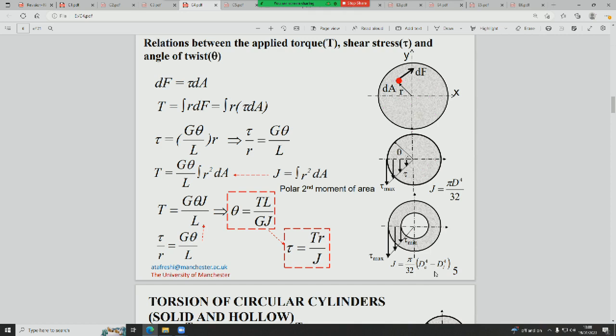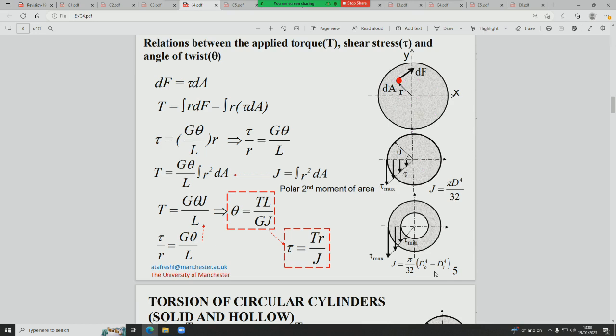Yes, please. For the hollow thick walled cylinder, the radius, do you take it as the mean radius or the outer radius? If it is a solid cylinder, we don't have mean diameter or mean radius. If it's hollow and thick walled, no, we go for the actual radius. If it's a thin walled section, yes, we can use the mean diameter or mean radius. It doesn't affect your solution. That was a good question.